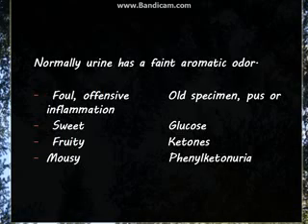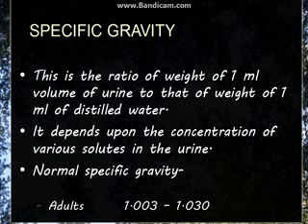Now, going to the specific gravity. Now, specific gravity, what is it? It is the ratio of weight of 1 ml volume of the urine to the weight of 1 ml of the distilled water. Okay, and what does it show? It shows the presence of solutes in the urine, how much concentrated or how much diluted the urine is. Normally the specific gravity ranges between 1.003 to 1.030.